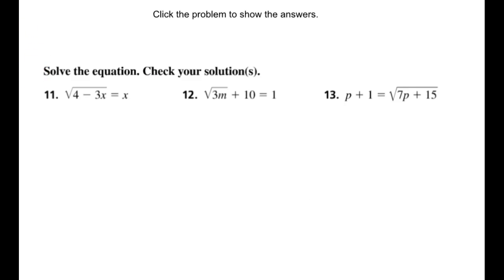Now here are some for you to try. Especially go back and make sure that you can see if they're extraneous solutions or not, or what we need to do to find those.